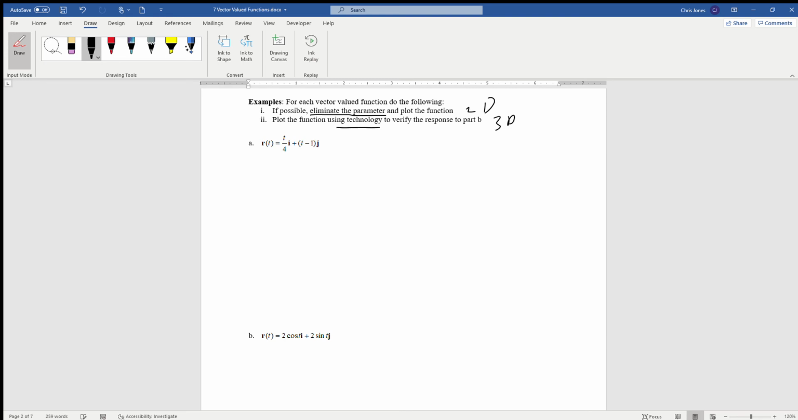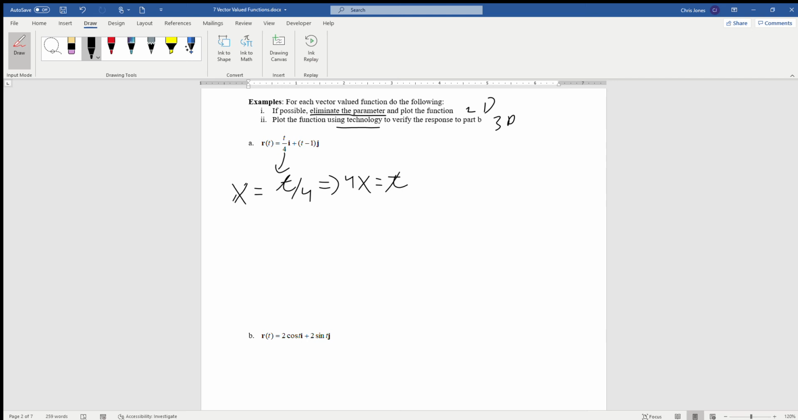All right, so r of t is t over 4 i plus t minus 1 j. Here's what we're going to do. First of all, we're going to figure out what the elimination of the parameter looks like. So x is going to be equal to t over 4, or in other words, 4x is equal to t.